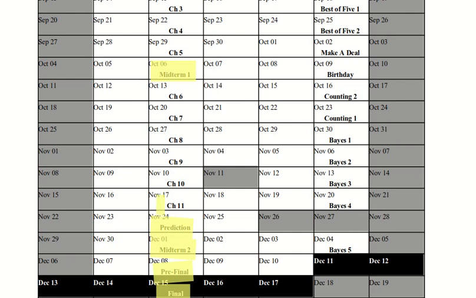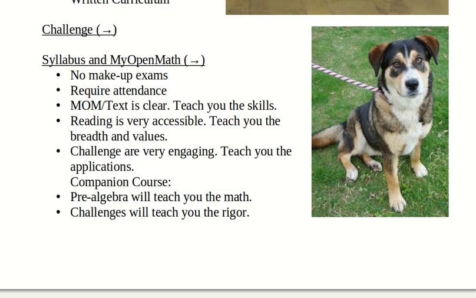Okay, notice that there's 11 chapter exams. The 11th happens, in terms of the exam, on November 17th. And then we start essentially reviewing, getting ready. We have prediction there as a little gasket as well. Okay, now let's go back to that first page. Okay, so here we are back at the page that started this all. I'm now going to go into My Open Math.